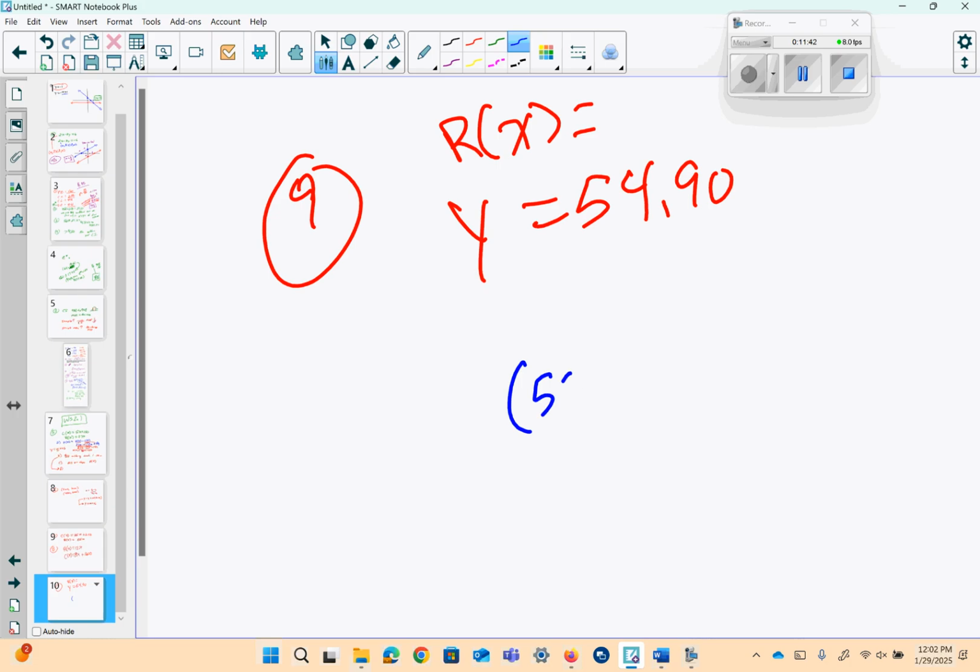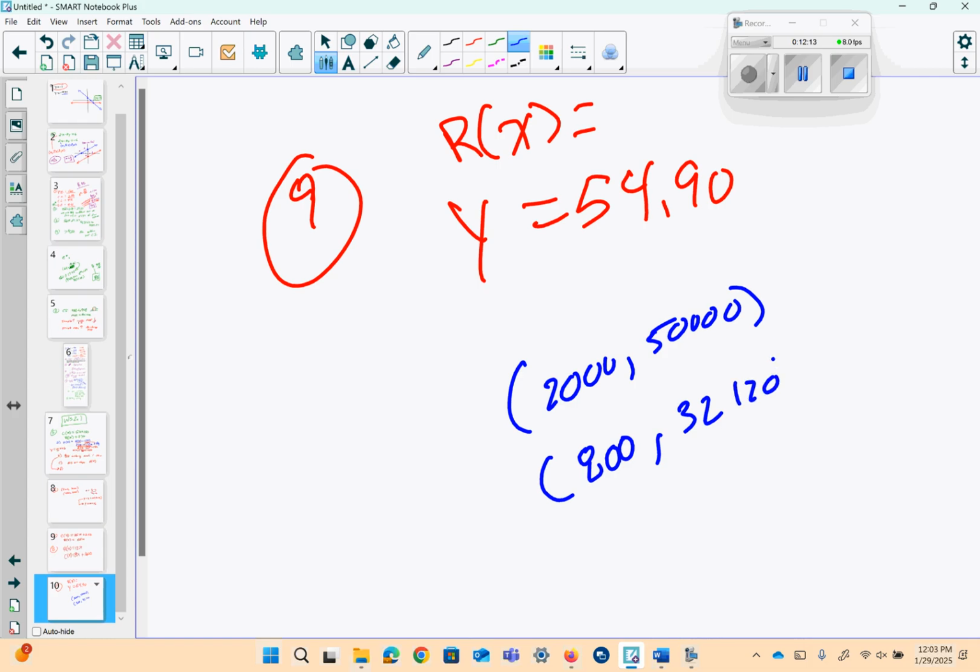So friends, how am I telling you to do these 2 points? Desmos all day long. But they kind of said it backwards, so you want this to be, I wrote it backwards. So 2,000 comma 50,000, and 800 comma $32,120. All right, that definitely goes into Desmos.